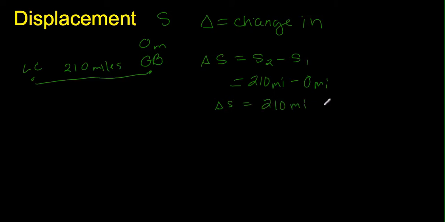Now, if you remember, displacement is a vector, and vectors from an earlier video means we have to have some sort of direction. So we're just going to say we went 210 miles to the west. That's our displacement for our first trip.